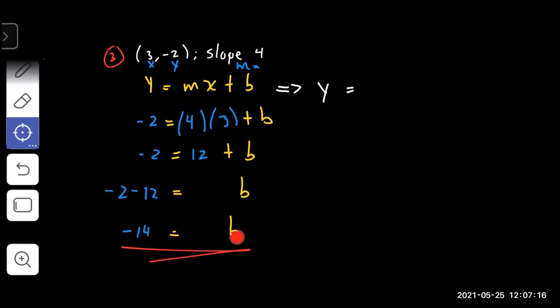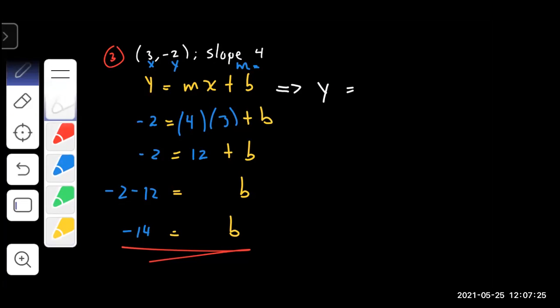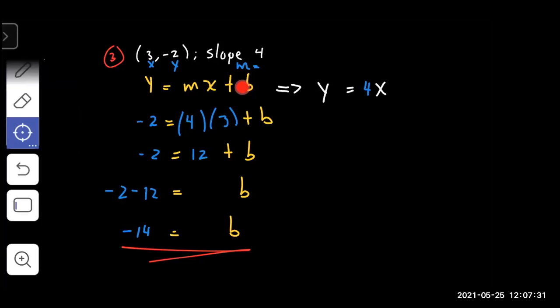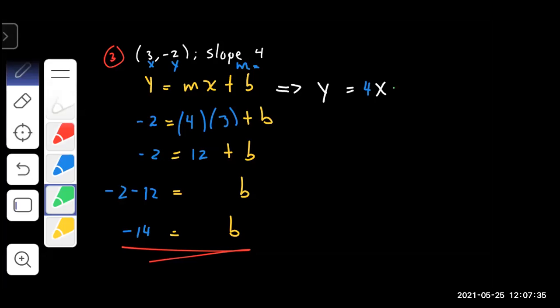Now, since we know what b equals, we can substitute here. y = mx + b. What is m? 4. So it's 4x plus b, and b is negative 14, so 4x minus 14. Correct, and that is the equation.